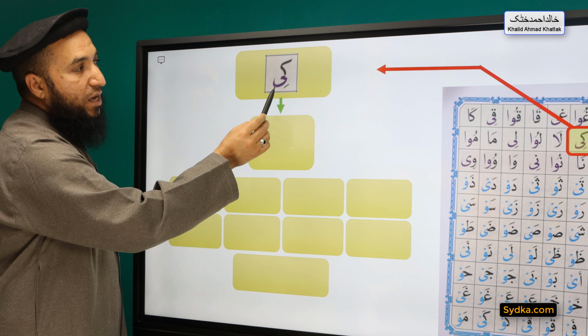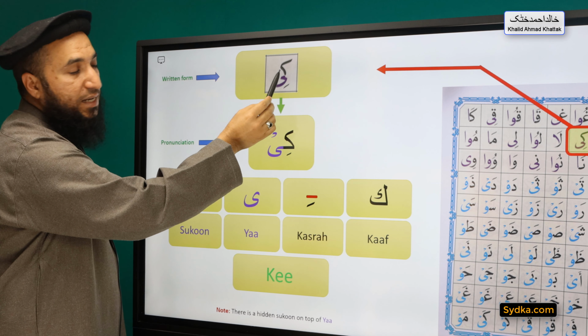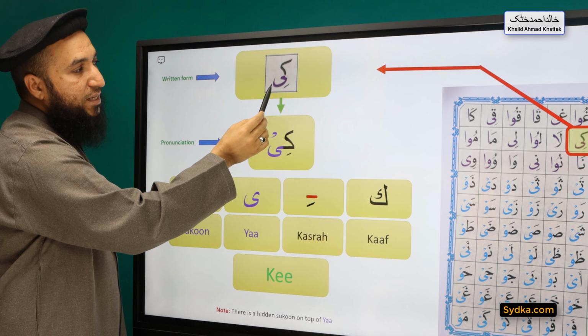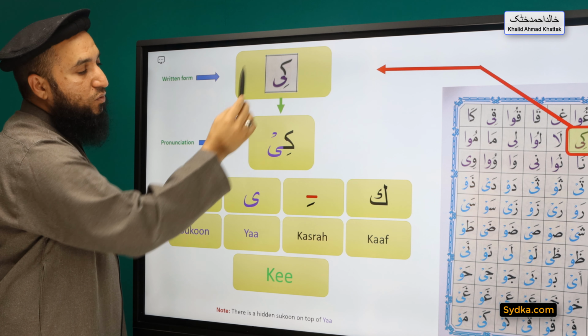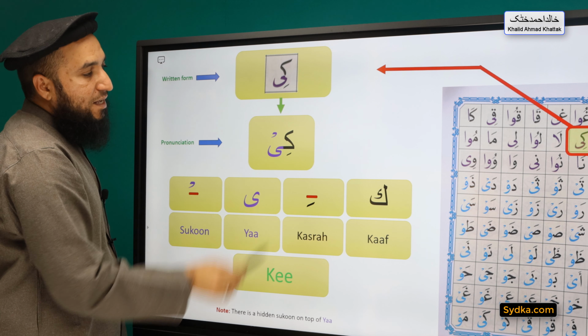The next syllable we have is Kaf Kasra Ya Sukun. Kaf is a light letter, it has Kasra underneath, it is followed by Ya, and this Ya has hidden Sukun. Kaf Kasra Ya Sukun Ki.